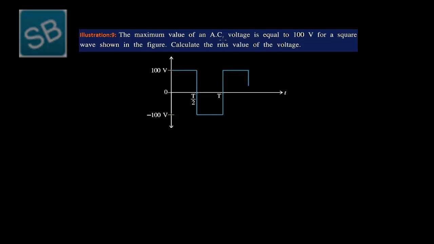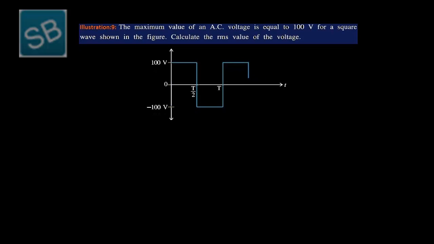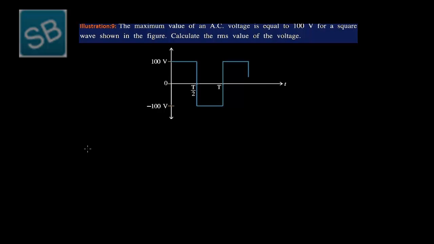Illustration number 9. The maximum value of an AC voltage is equal to 100 volt for a square wave shown in this figure. Before we move further, you have to consider which kind of voltage exists over here, either DC or AC. If you see the full curve, then it is an AC voltage, but till the time interval T by 2, it is almost DC because it is constant and not changing with time. And so I can write down the RMS value of such voltage with this equation.